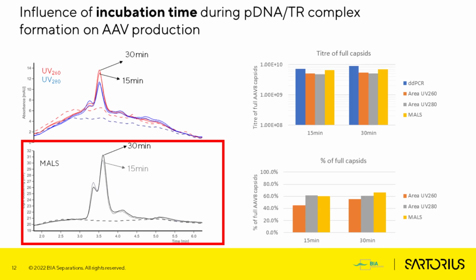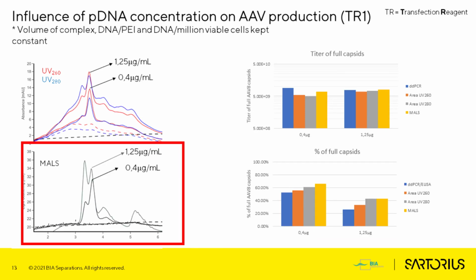However, on the following slide, you see the comparison of the incubation time of a complex between DNA and transfection reagent, one of them being 15 minutes and the other being 30. Here we notice a small difference in the sense that a 15-minute incubation gave slightly lower quantity of the full AAVs, and it gave slightly higher quantity of the empties. Now, here the difference already starts being very clear. In this experiment, we tested one of the transfection reagents that we work with, and we combined it with different concentrations of DNA. So the plasmid ratio always remains the same. It's just the concentration which is different.